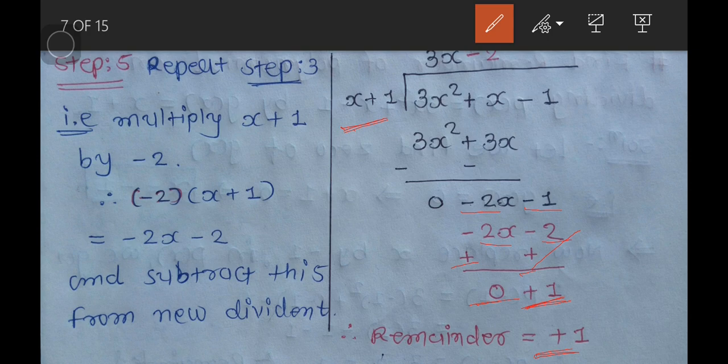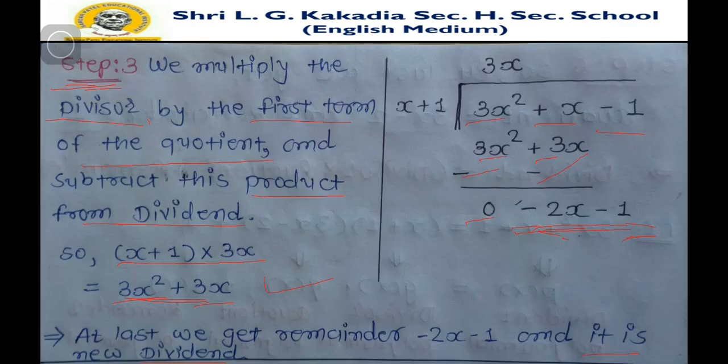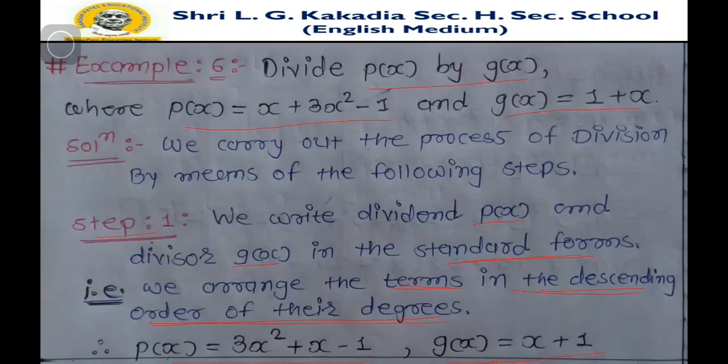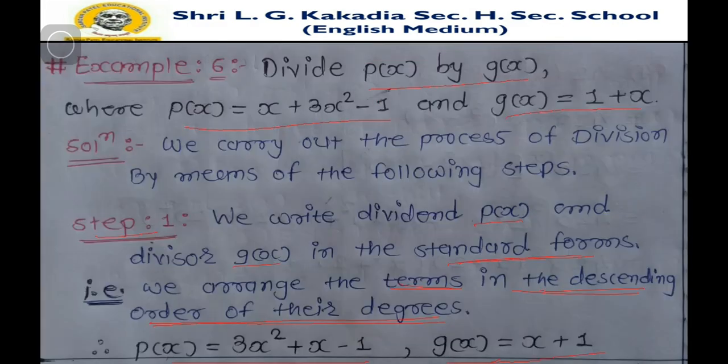So step by step we can divide a polynomial by a polynomial. Let me repeat our process, how we can divide. In step 1, we write the dividend p of x and divisor g of x in standard form, that is, we arrange the terms in the descending order of their degrees.